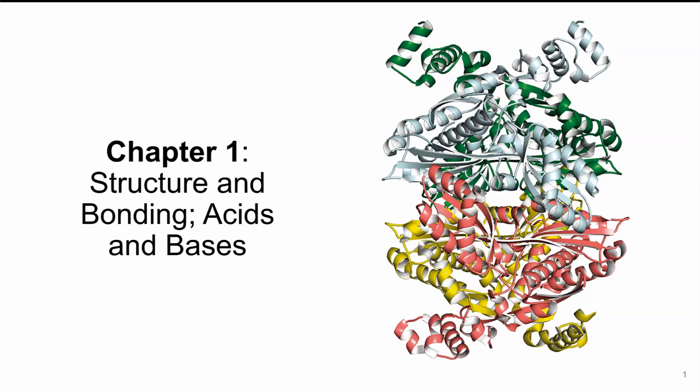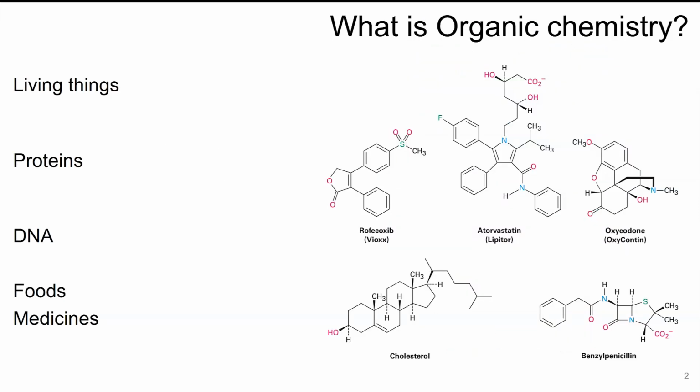So in chapter 1, we're going to briefly look at structure and bonding and also acids and bases. So it's going to be a little bit of a review of general chemistry, and then we go into some acid and base chemicals. What is organic chemistry? Organic chemistry is living things.